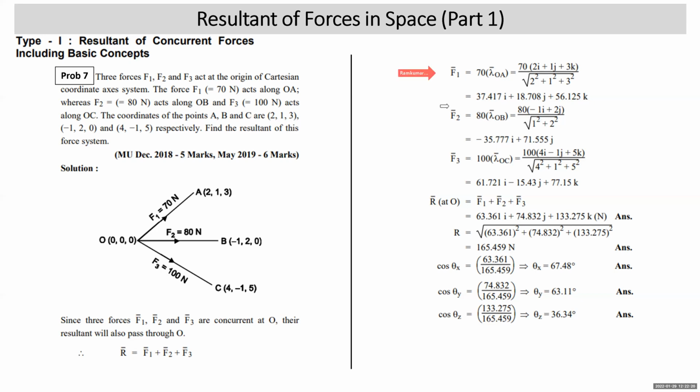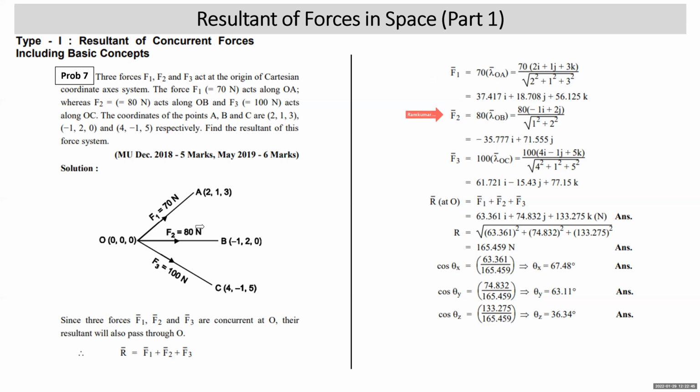Now what is F1 bar? It is equal to 70 into lambda OA, right? 70 into lambda, that is A minus O. O is the origin only. So whatever the coordinates of point A are, that will become the vector OA. So (2i plus 1j plus 3k) divided by the mod, square root of 2 square plus 1 square plus 3 square, you get the force in vector form.